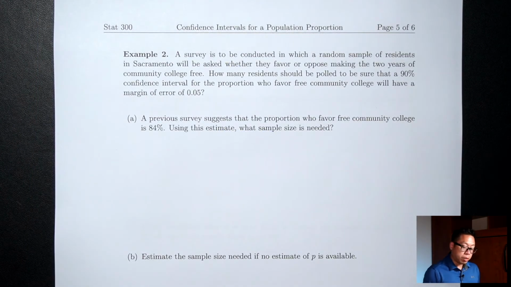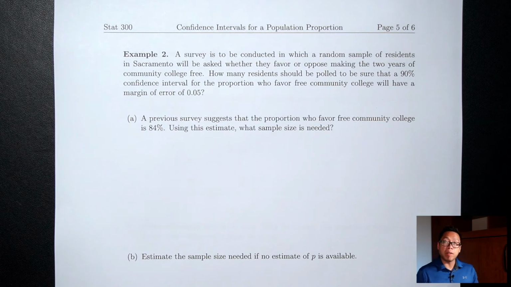Example 2. A survey is to be conducted in which a random sample of residents in Sacramento will be asked whether they favor or oppose making the 2 years of community college free. How many residents should be polled to be sure that a 90% confidence interval for the proportion who favor free community college will have a margin of error of 0.05.